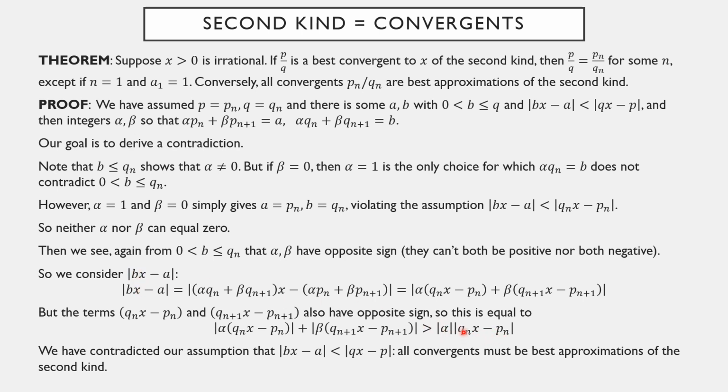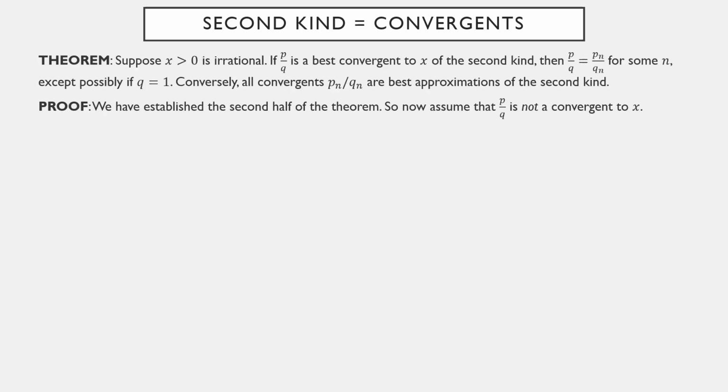And remember, we assumed that Qn was equal to Q and Pn was equal to P. So we contradicted our assumption that we were not a best approximation of the second kind. So this proves that if you are a convergent, then you are a best approximation of the second kind. Okay, so we're halfway through this theorem. We've proved that the convergents Pn over Qn are best approximations of the second kind.